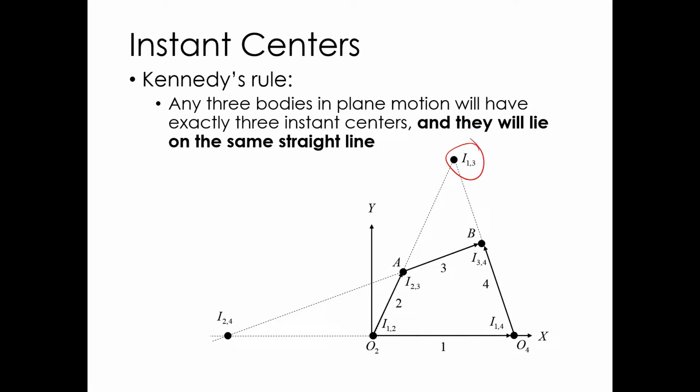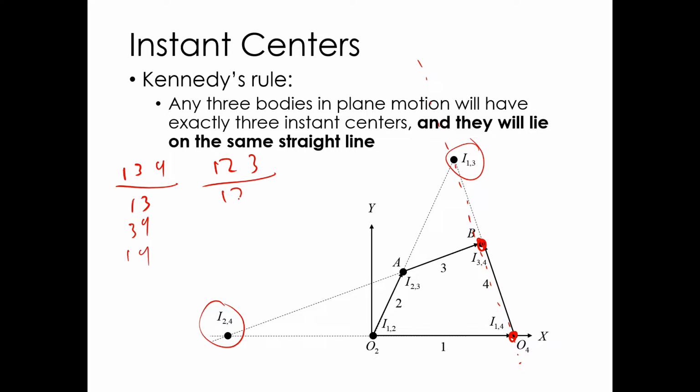And that is what we use to find 1,3 and 2,4. We can use a combination of bodies 1, 3, and 4. Those will have 3 instant centers: 1,3, 3,4, and 1,4. We know where 1,4 is at. We know where 3,4 is at. Therefore, the one we don't know, 1,3, has to be somewhere on a line formed by 1,4 and 3,4.